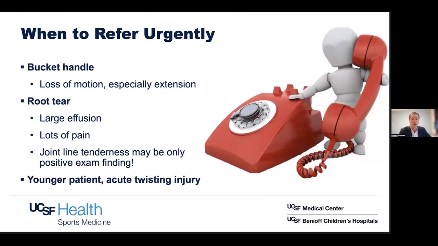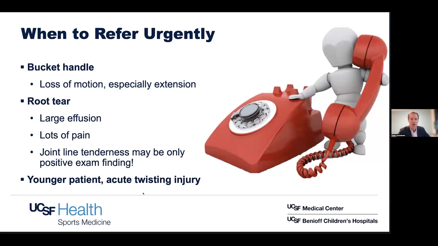There are, on the other hand, some meniscus tears that we orthopedic surgeons should see and treat more urgently. And then two specific tear types. So a bucket handle tear, where we'll see loss of motion, especially in knee extension, and a root tear where we get large effusion, lots of pain. This exam can be hard because it may only be some joint line tenderness. So this one you just have to have in the back of your head. We'll talk about it as we go.